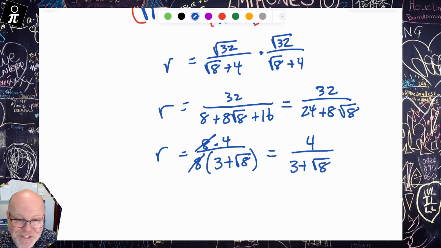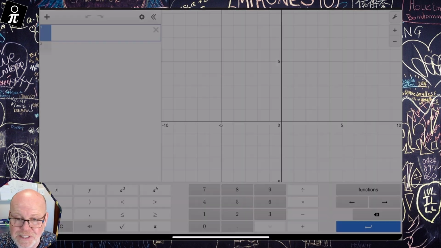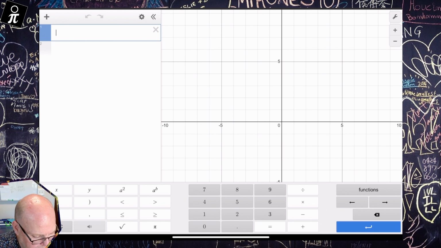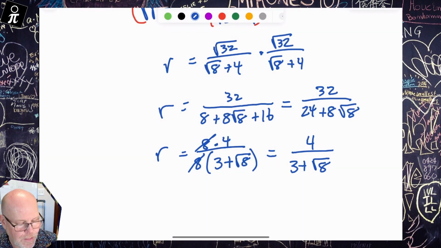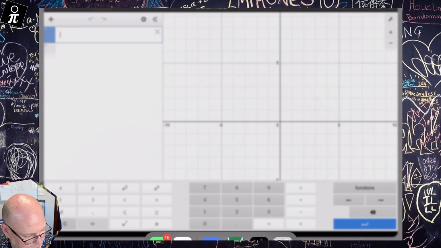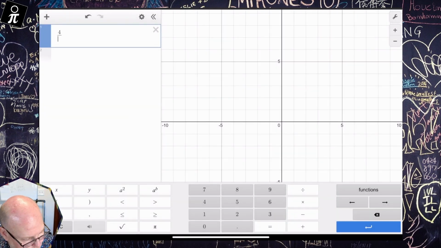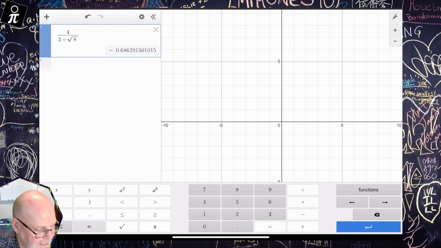It's now a value. It's a number. It's an ugly number, but it's a number. Now, let's find out what that value actually is. So what was it supposed to be? 4 over 3 plus root 8. Okay, so let's do that. 4 over 3 plus root 8. And our answer right there is 0.6863.